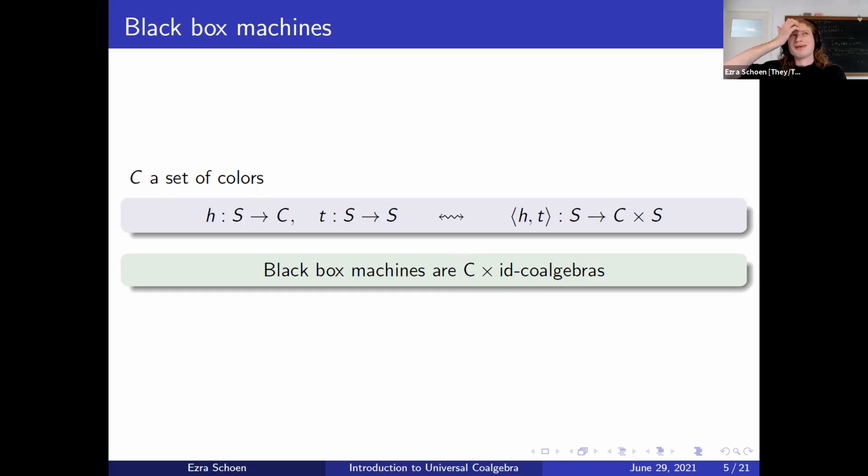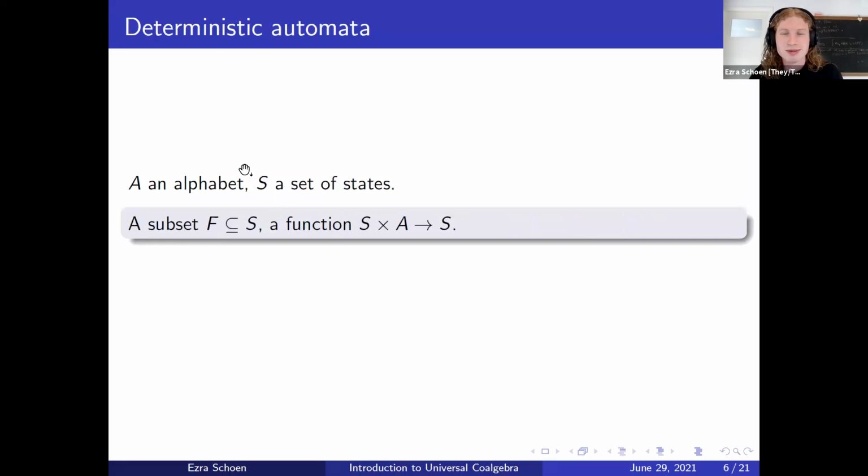And now these are maybe very boring machines, and this may be a very boring functor, but actually it's not so boring. We'll meet them again later in the talk and see that they can be somewhat interesting. But maybe a more immediately interesting example is that of deterministic automata.